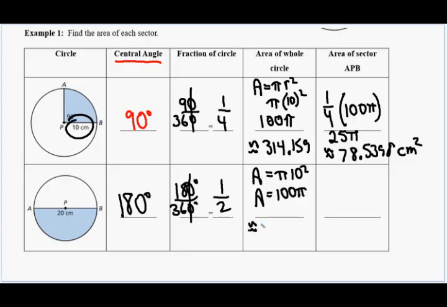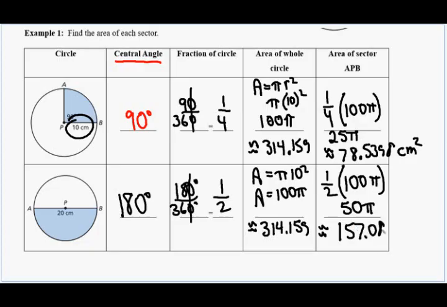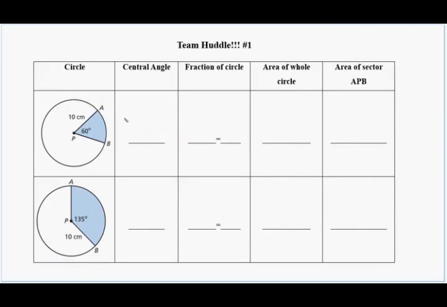And that, as a decimal, 314.159. So the area of just the sector is going to be our fraction 1/2 times 100 pi. Half of 100 is 50. 50 pi as a decimal is about 157.08. Again, our units, centimeters squared. Okay, now we got a practice problem for you next. So if you pause the video real quick, fill in this table just like we did, and then fire it back up and see if you got them right.